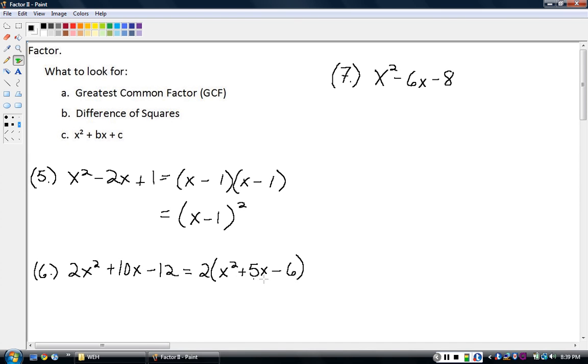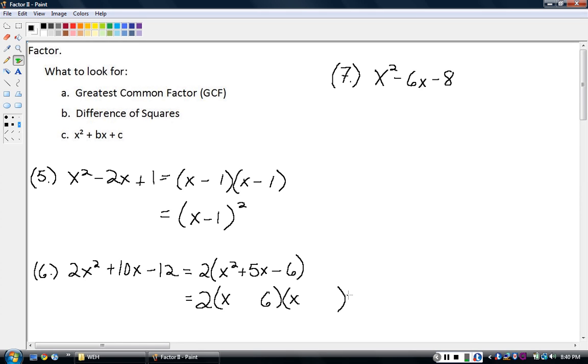Now I still have a trinomial in these parentheses. So if I can find 2 numbers that multiply together to give you negative 6 and add together to give you positive 5, I can go a step further. So we got to look out for these. If it factors further, then I'm going to get two numbers that multiply together to give you negative 6. Your choices would be 3 and 2, one of them's negative, or 6 and 1, one of them's negative.